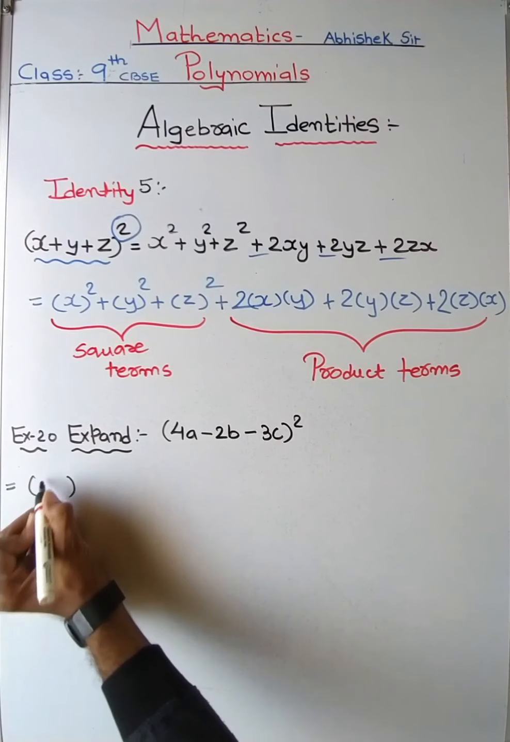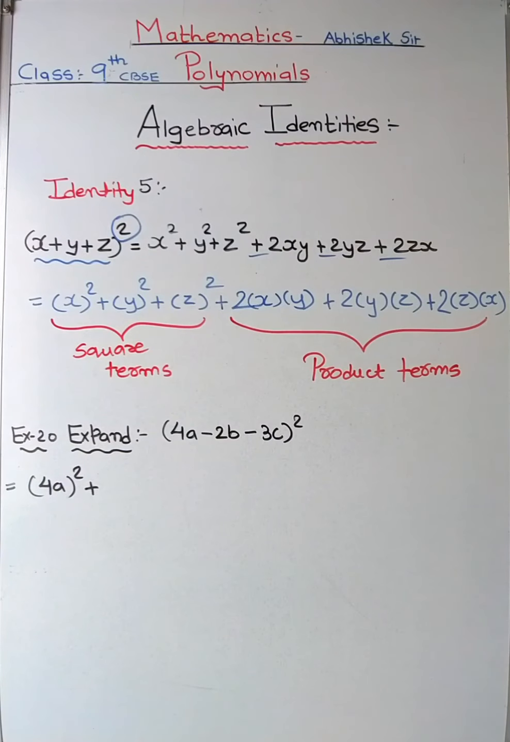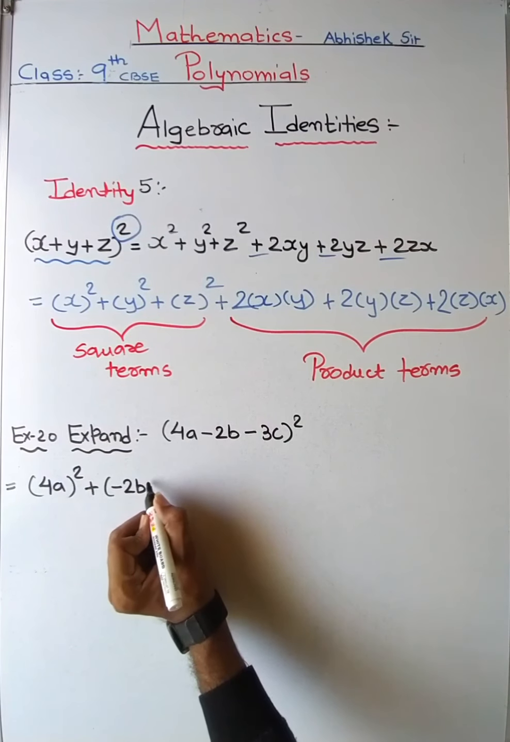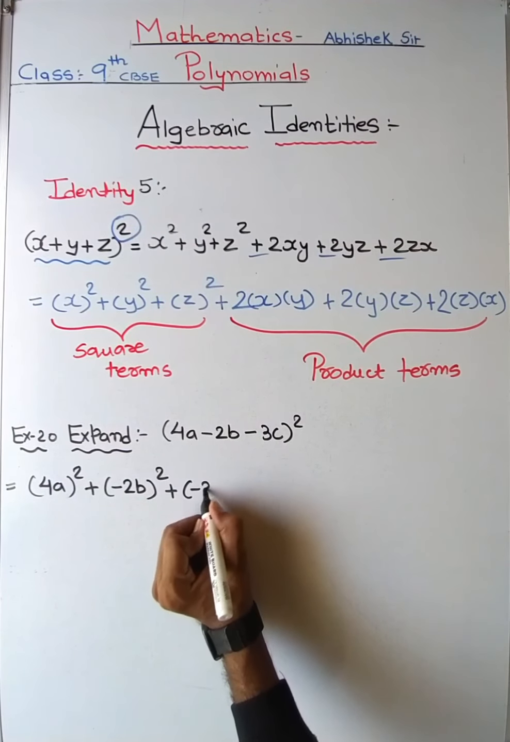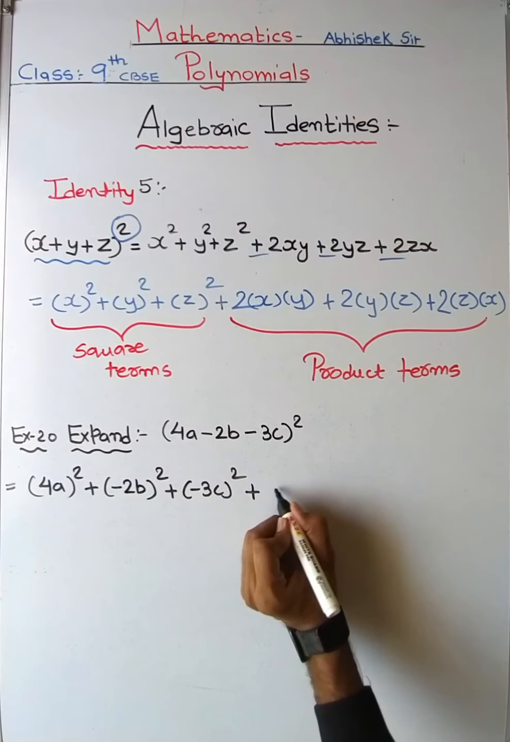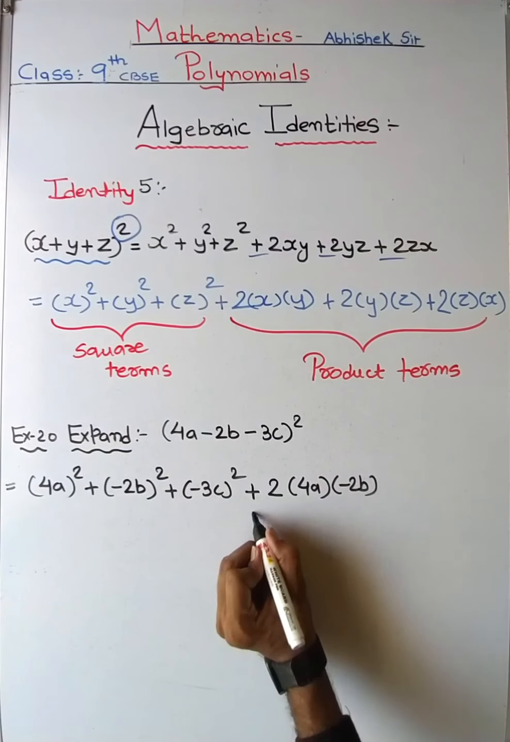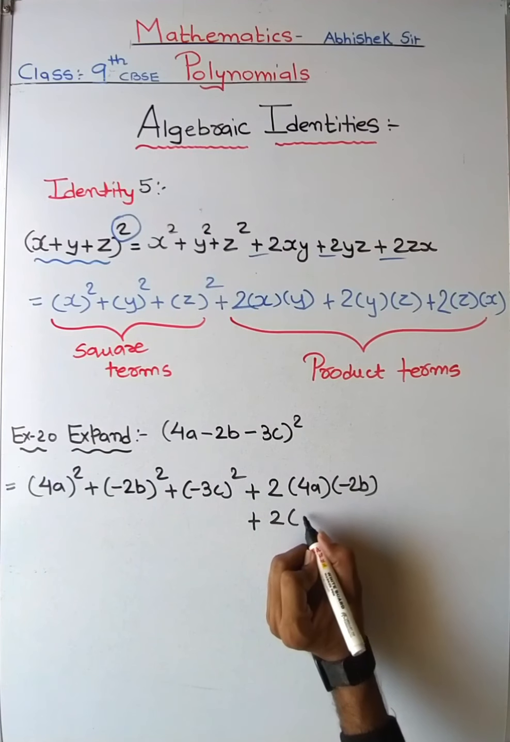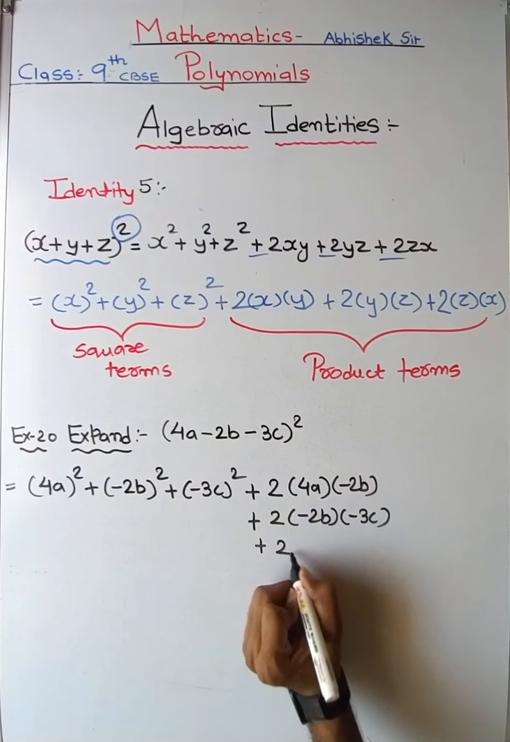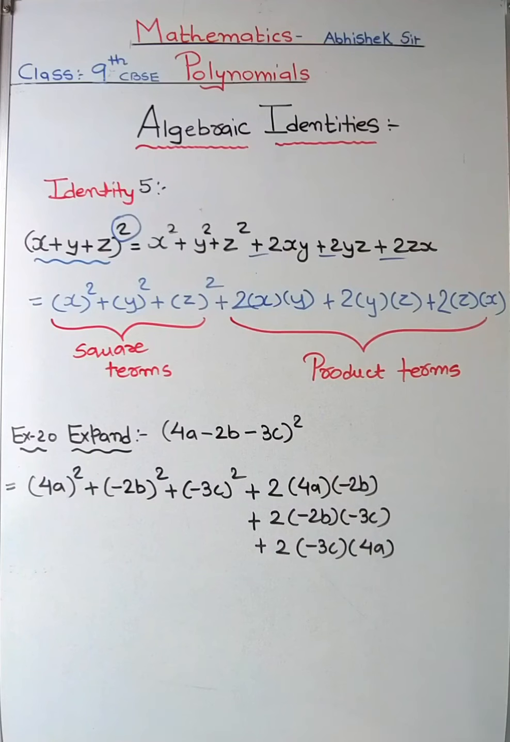The first three terms will be square terms. Clear? Notice that I am writing plus in between and taking minus with the variables. So it will be (4a) square, (-2b) square and then (-3c) whole square. Clear? Now let us go for the next three terms. 2 into first term, second term, plus 2 into second term, third term, and plus 2 into third term, first term. Clear?